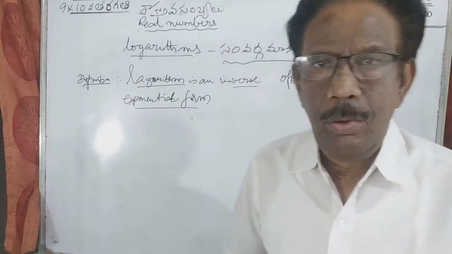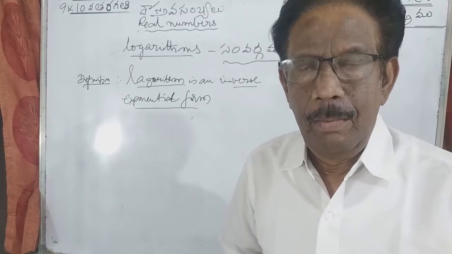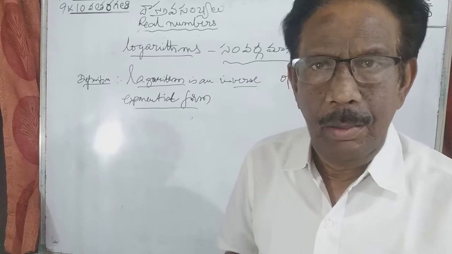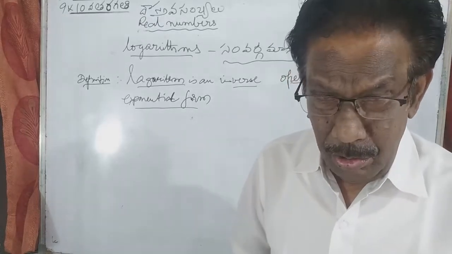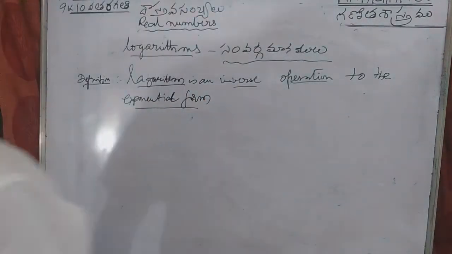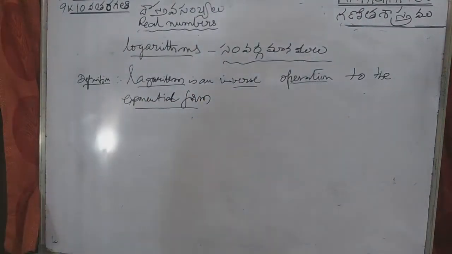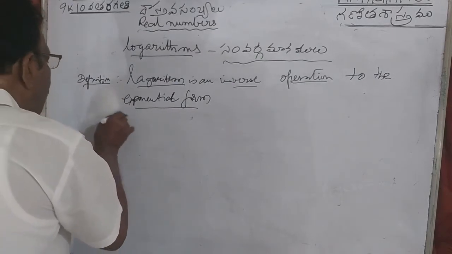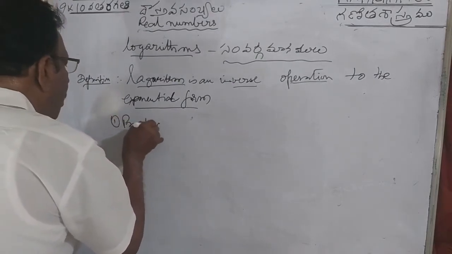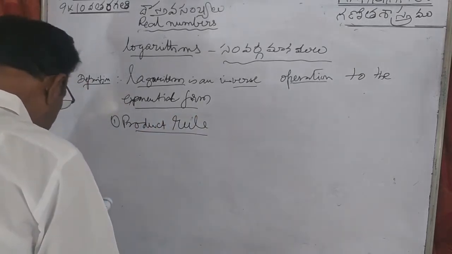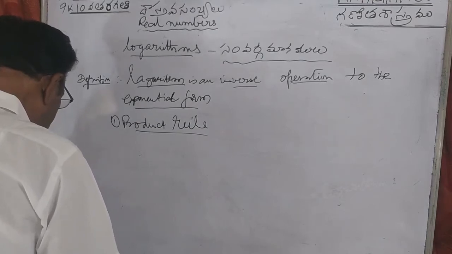So if you have a number in the exponential form, you can convert it into the logarithmic form. Understand? And you know that very simple laws are there. Now look at the book. One is the product rule. What is this product rule?